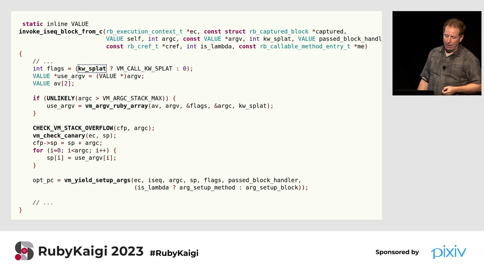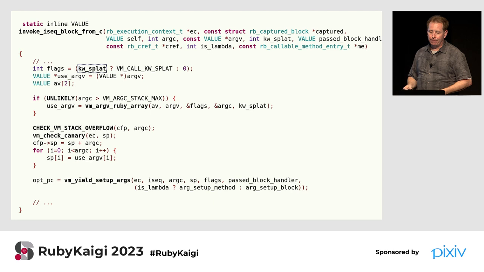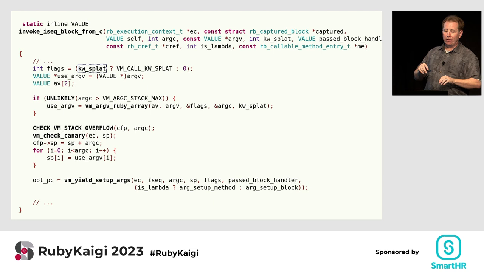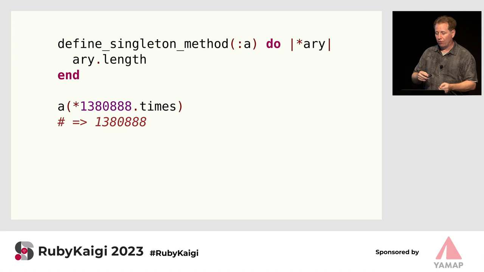If keyword splat is true, that means the last argument of the array is keyword arguments. So it's removed from the array and stored as a separate argument. If keyword splat is false, then we add an empty keyword hash for the keyword arguments. So this is so Ruby will not treat a flagged keyword hash passed as a regular argument as a keyword splat. With those changes, we can now call methods defined with define method or define singleton method with large array splats. However, that was not the only case that previously failed.